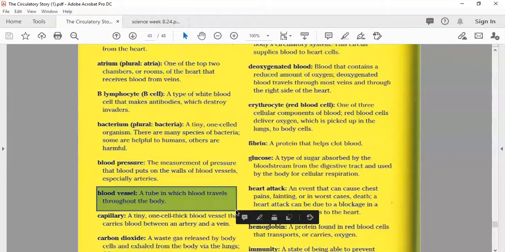So what can we say a synonym is? What can we compare that blood vessel to? We can say it's a tube. Yeah, so if you said the word tube, go ahead and write that as a synonym. Remember, if you're watching this video, you can go ahead and pause it anytime.